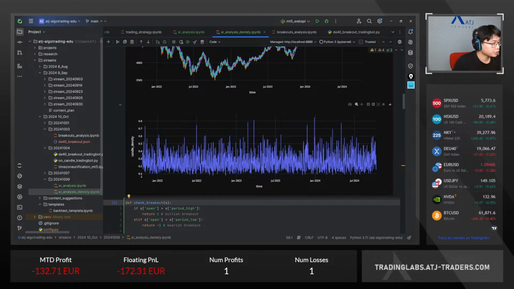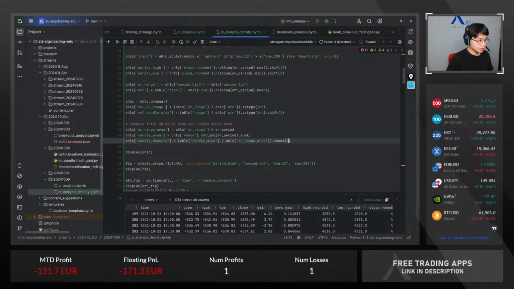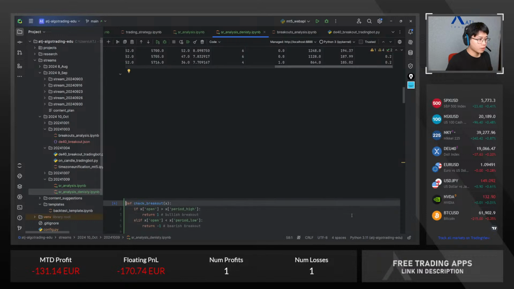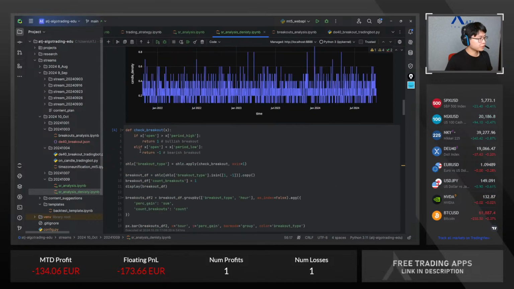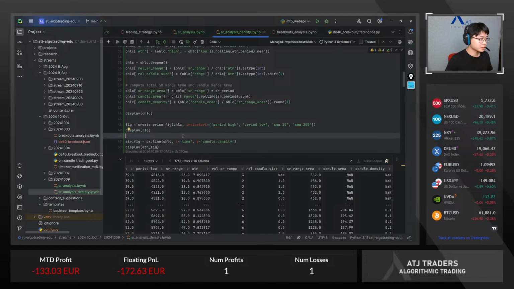So what I'm going to do is categorize each density value from 0, 1, 2, 3. Based on that, I'm going to round it to 1 decimal value. So I'm going to use round to 1 decimal value. And now if we check the charts here, we see that it's rounded. See that? And now we are going down here and we are going to analyze the breakouts based on the candle density and then potentially relative candle size.